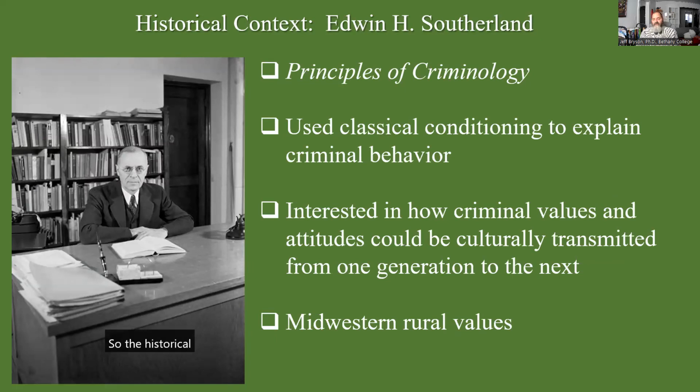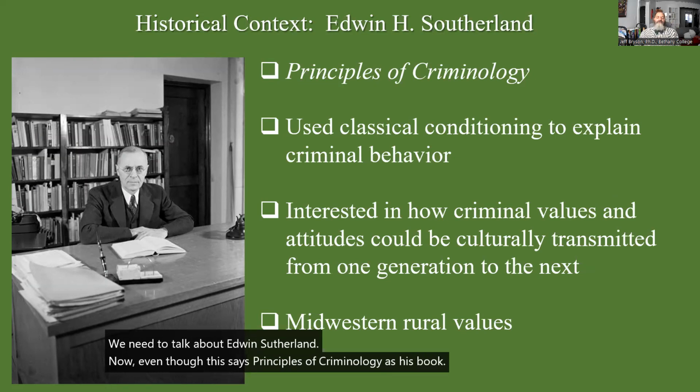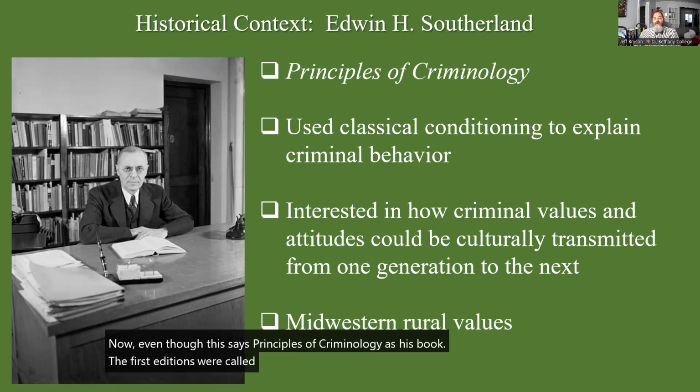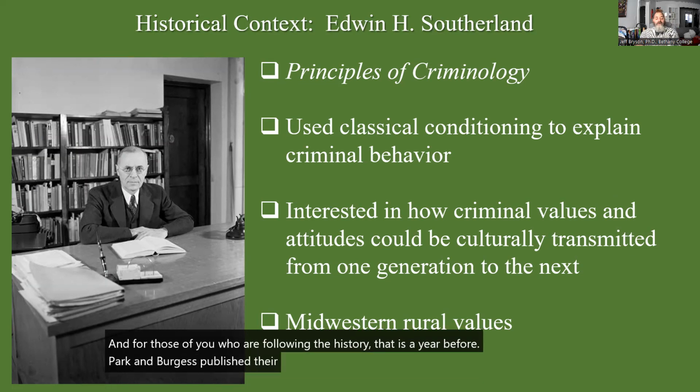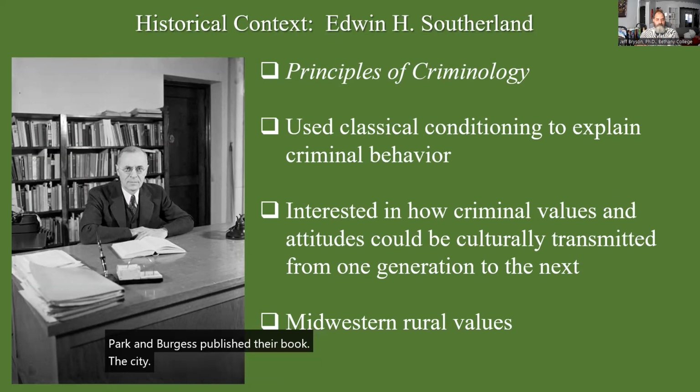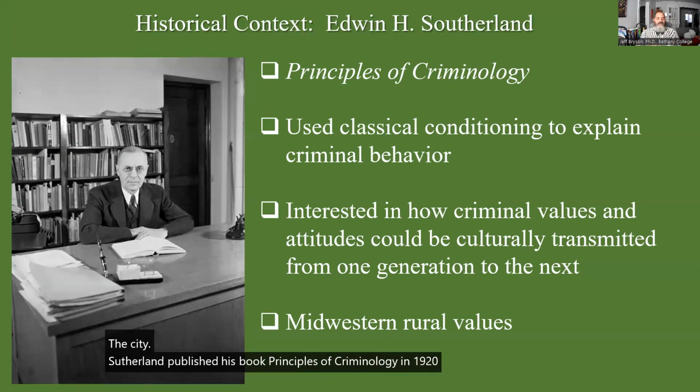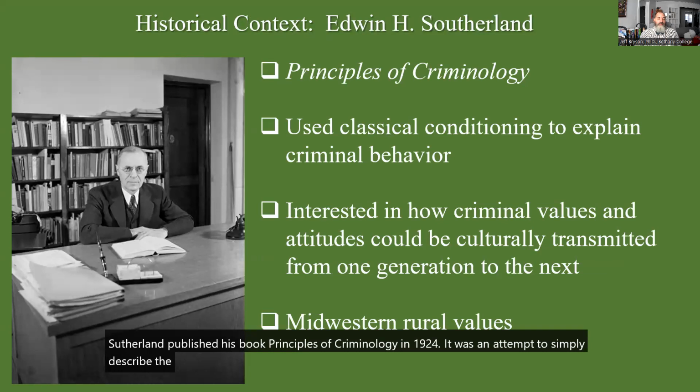So for the historical context, we need to talk about Edwin Sutherland. Now, even though this says Principles of Criminology as his book, the first editions were simply called Criminology. At the time that he published this book in 1924, and for those of you who are following the history, that is a year before Park and Burgess published their book, The City. Sutherland published his book, Principles of Criminology, in 1924. It was an attempt to simply describe the status of the field of criminology at that time.